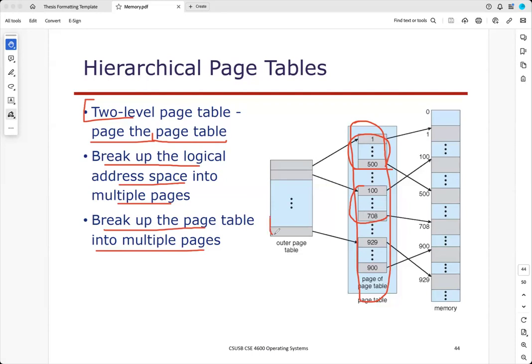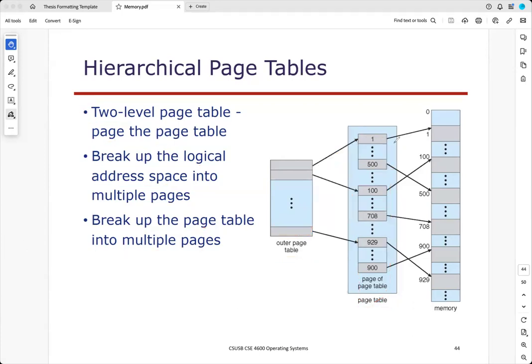And then we create an outer page table. The entry of the outer page table points to the address of each inner page table. This is the outer page table, and this is the inner page table. The entries in the inner page table store the frame number for the physical memory. For the outer page table, the entries show the base address of the inner page table.